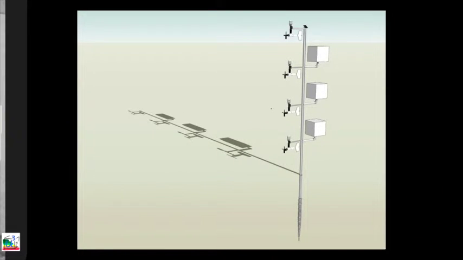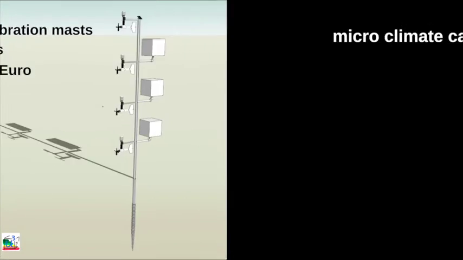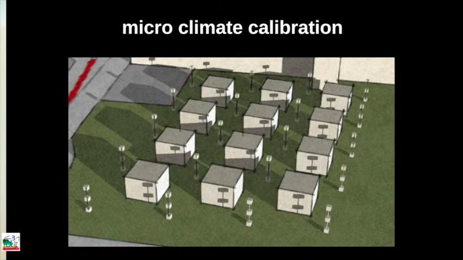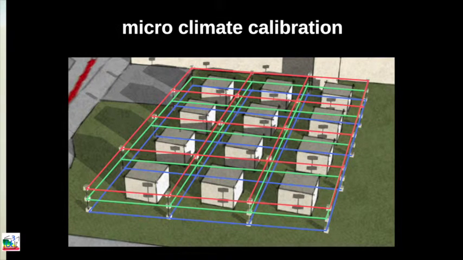So let's have a look at those calibration grid masts, because this is why we are running this crowdfunding mission. We need 20 of those, because every big cube should be surrounded by 4 of those masts, and so we need 20 foundations as well, and this makes 20 times 2,000 euro, which is really a lot, and so we need help.